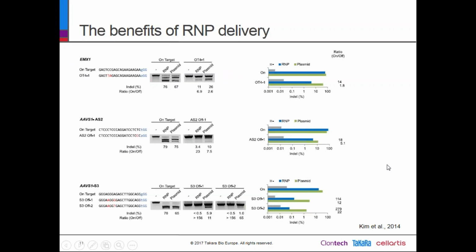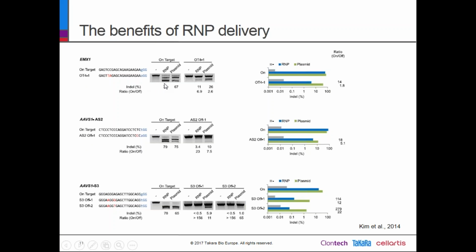And even more interestingly, the same authors have also shown that RNP delivery compared to plasmid delivery helps to reduce off-target effects. And the authors think that this is due to this very short burst of activity of the Cas9 protein when using RNP delivery. So what they did is they targeted 3 different genes, the EMX1 gene, the AAVS1 locus, and 2 different off-target sites for this locus here. You can see that they differ in a few bases, and also 1 off-target site for the EMX1 gene.